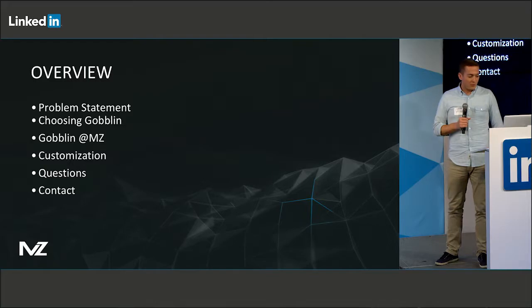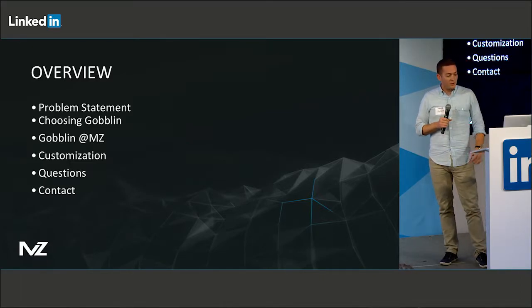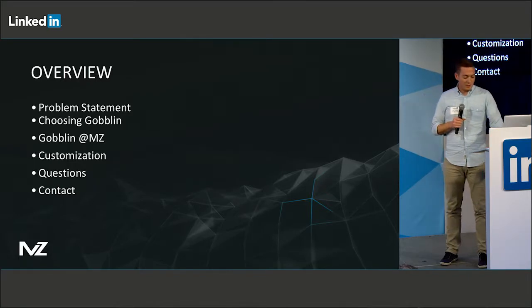So a little overview of what we're going to talk about: the requirements that we had and some of the problems we were encountering, how and why we chose Gobblin, then some of the customizations, how we deploy Gobblin and how we use it, and then we'll go to some questions at the end if there's any time.